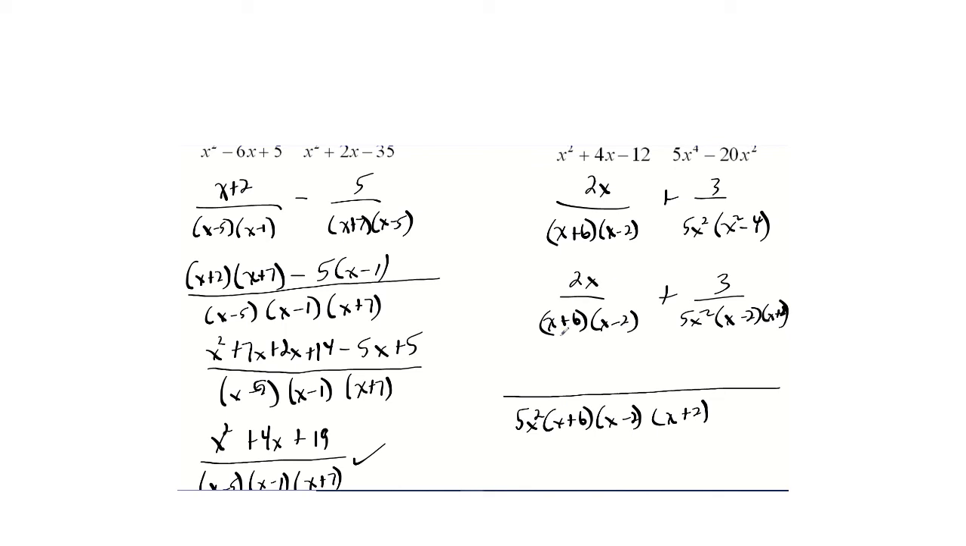Now, look at each one separately. X plus 6, x minus 2. What do I need to multiply that by to turn it into this? Well, x plus 6 and x minus 2 I've got. I'm going to have to multiply by 5x squared and x plus 2. So 2x is going to have to get multiplied by 5x squared times x plus 2. This denominator, I have 5x squared, I got that. I've got x minus 2, I got that. I got x plus 2, got that. The only factor I'd have to multiply this by to turn it into this would be x plus 6. So that means I have to multiply the numerator by x plus 6.